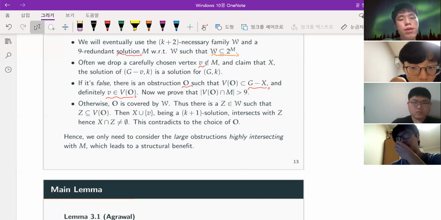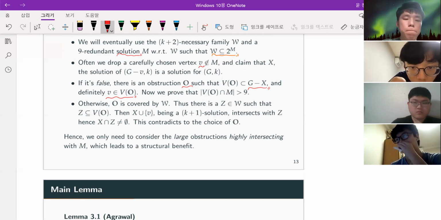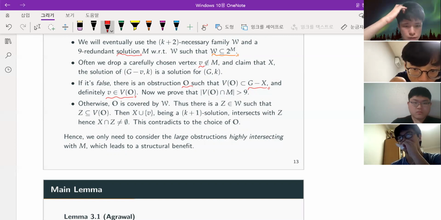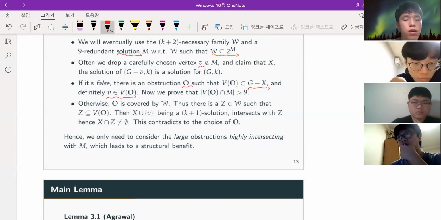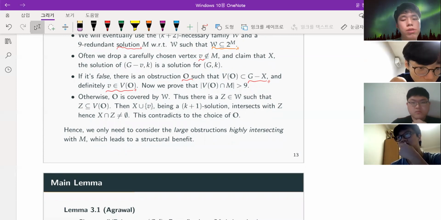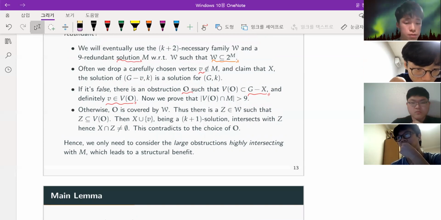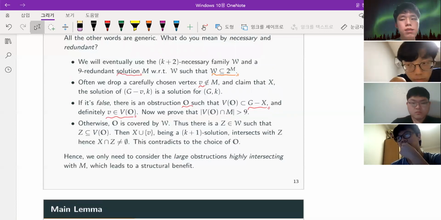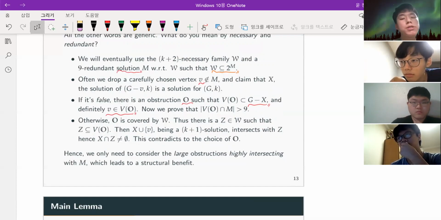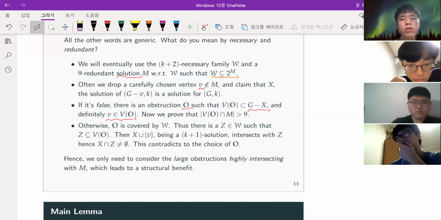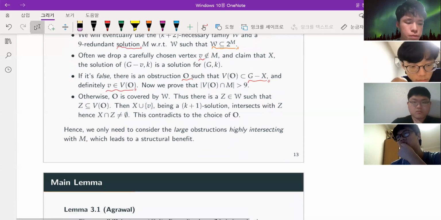Otherwise, O is covered by W, then there is a set Z belonging to W such that Z is a subset of vertices of O. Then X with v, being a (k+1)-solution, intersects with Z. Then the intersection of X and Z is non-empty. This trivially contradicts the choice of O, which should be disjoint from X. Hence, with a large necessary family and a large redundant solution, we only need to consider the pretty large obstructions highly intersecting with M. So finding a highly necessary, highly redundant solution pair gives a genuine structural benefit.